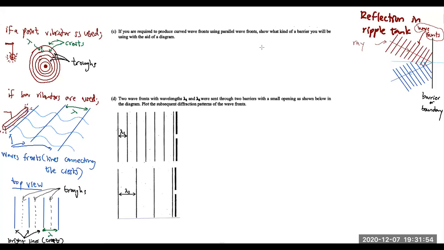Now, let's go back to the question. Still, we did not answer this question. What is this question about? We need to get curved wave fronts. So for that, we place a curved shape barrier like this. Now, let me draw that barrier. This is how the barrier is going to look. If not, you can use a barrier like this too, as well.